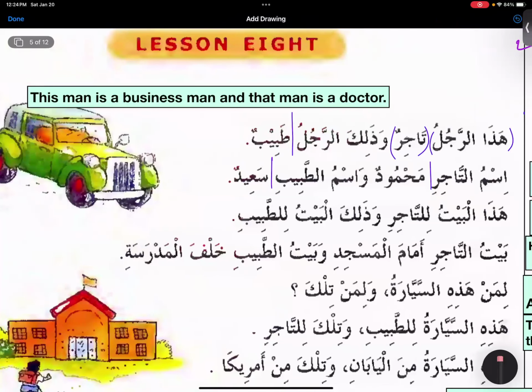Next translation. Ismu tajiri Mahmudun wa ismu tabibi Sa'idun. The name of the businessman is Mahmud, and the name of the doctor is Saeed. MashaAllah, barakallahu fiki. Next one.